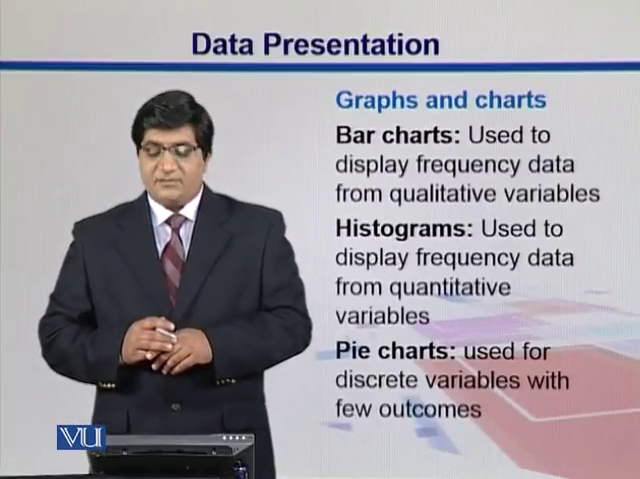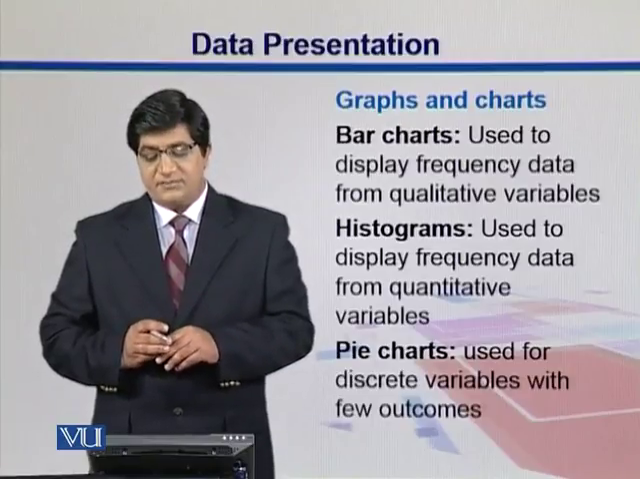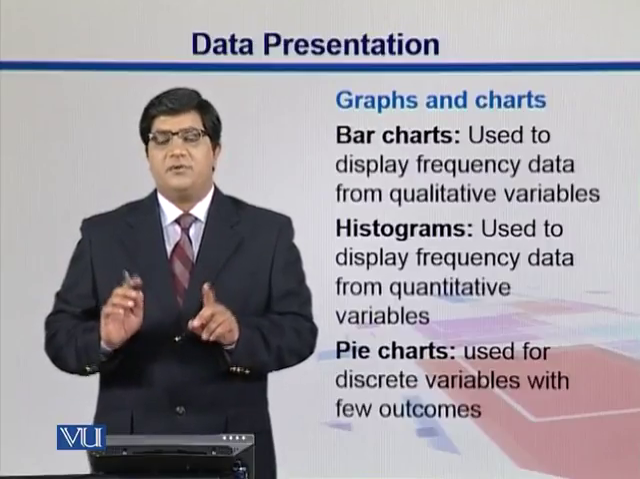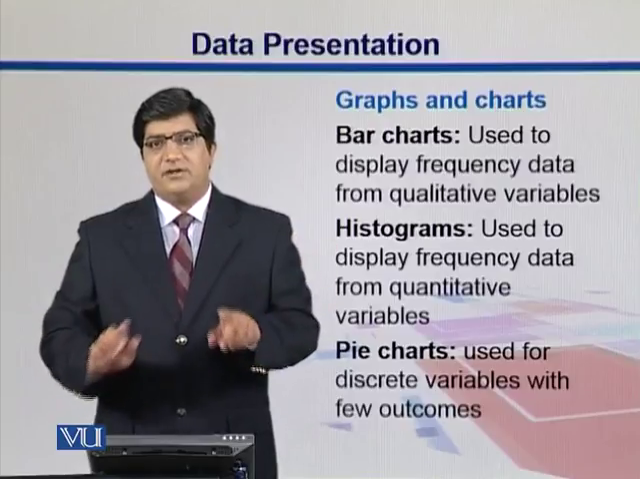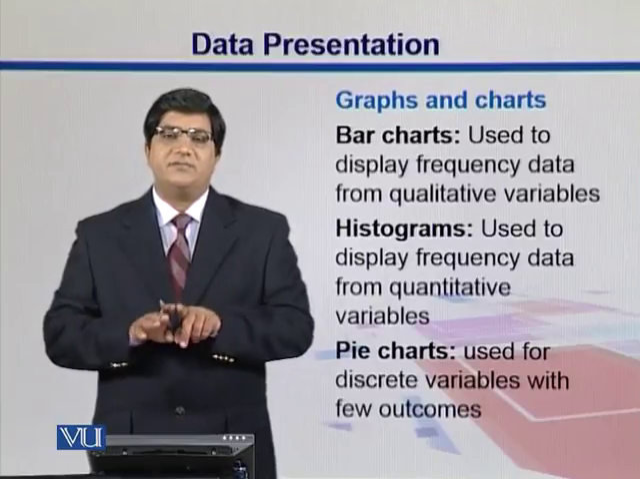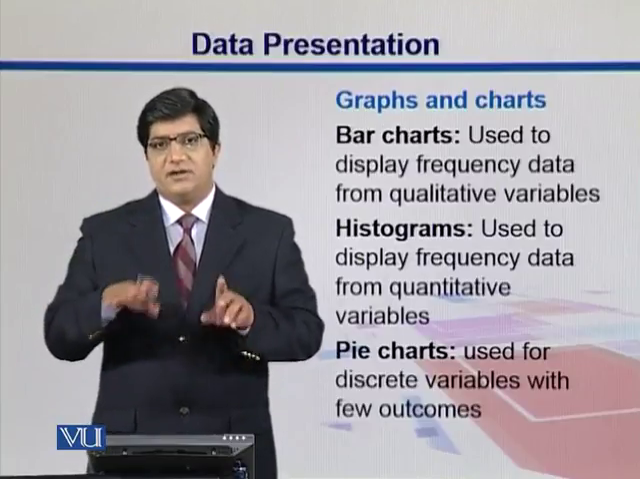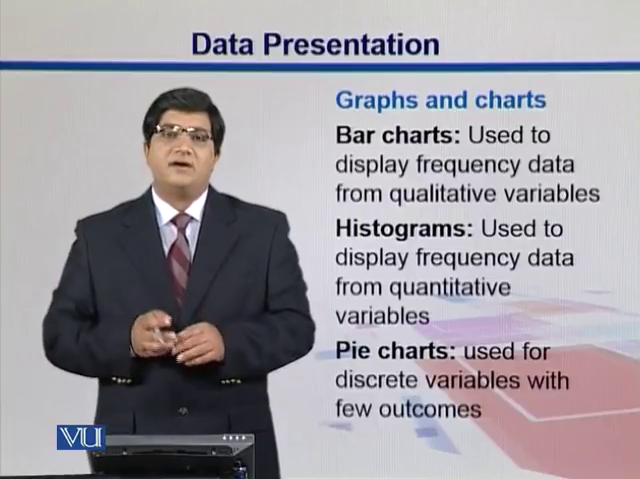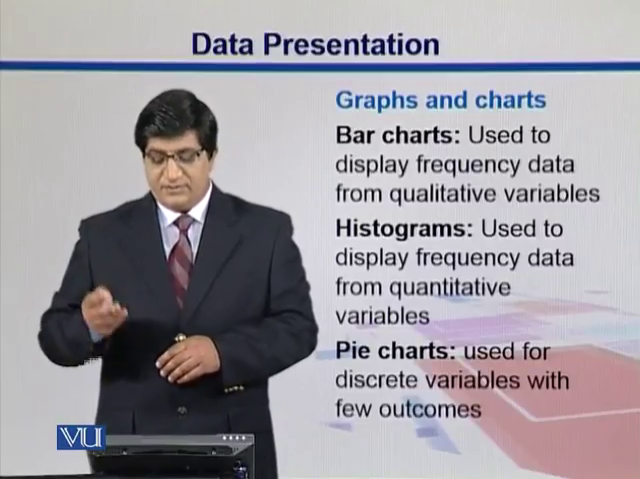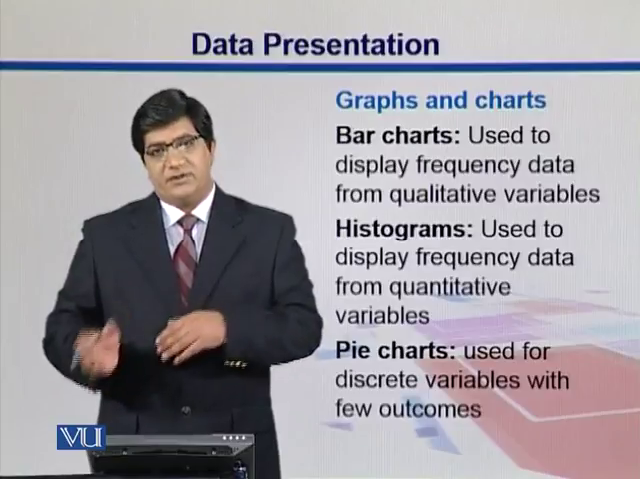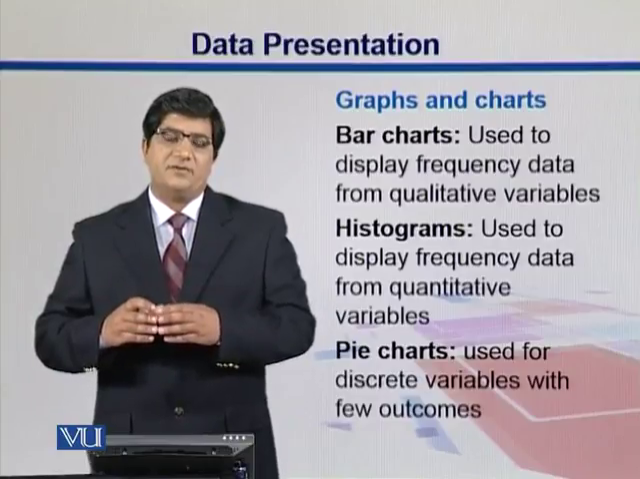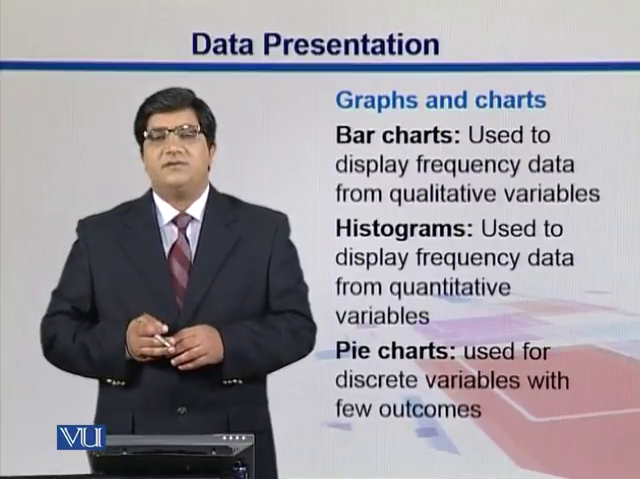As I said earlier, graphs and charts are better representations. Bar charts are used to display frequency data from qualitative variables. You have bars whose boundaries are not touching, so they are separate bars. We will look into a couple of examples in this section. In histograms, the bars touch one another so that the data is continuous, a continuous transition from one class to another. Whereas in pie charts, we take discrete variables with few outcomes. We can use them for any data, and in a pie chart we have the shape of a pie where we can observe slices for different classes.